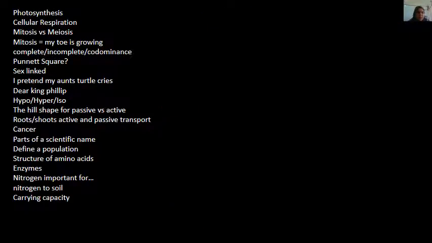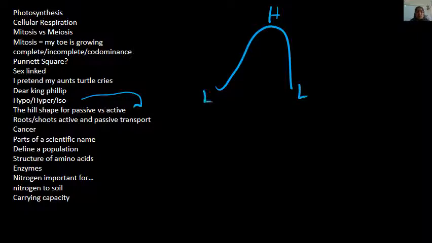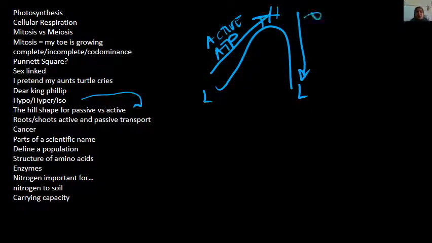The next thing I wanted to remind you of is active and passive transport. So remember, we draw the hill. Please draw the hill. Here's the top of the hill. Here's the bottom of the hill. If I'm pedaling up a hill, I have to do active transport because I need ATP. If I'm at the top of the hill and I'm going down, it's going to be passive transport. No ATP. So this is passive, that's active.